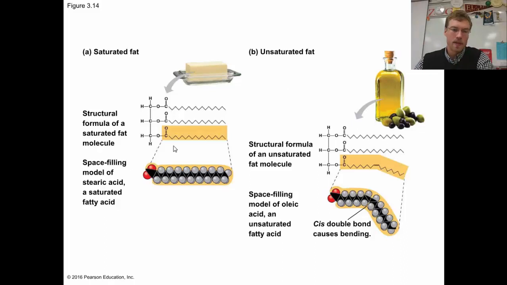It comes from animals. And because they're all single bonds here, these carbons and hydrogens are going to form nice straight chains, and so you can get all of the molecules lining up right next to each other, and so we are able to have that be a solid at room temperature. However, for unsaturated fats, because they have a double bond, that double bond results in a kink in the structure, and so that kink means that the molecules can't get as close to each other, and so it doesn't congeal into a solid at room temperature. It stays a liquid.